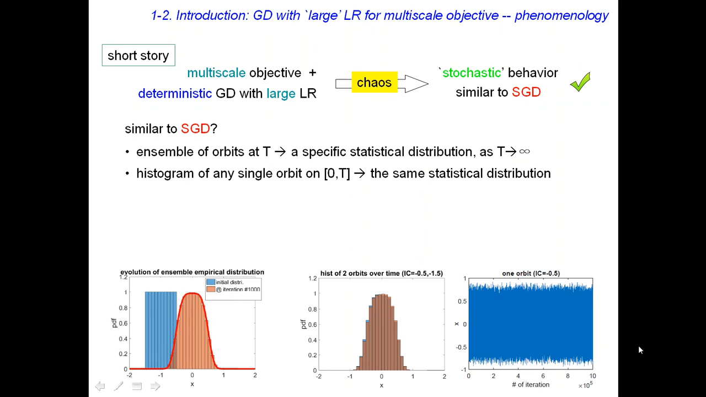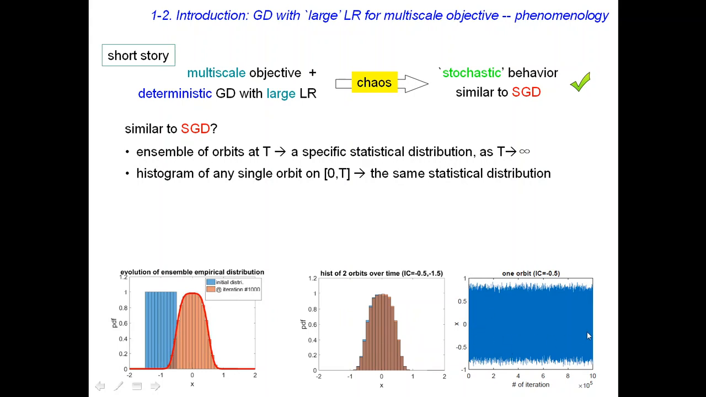A second feature, a second observation, is that if you plot the histogram of any single orbit, I mean, you plot the values it takes over a long time span, then as the width of the time span goes to infinity, the histogram will actually converge to the same statistical distribution, the same one as before, and it doesn't matter what the initial condition is. In fact, here I plotted the histograms of two orbits starting with different initial conditions, and you could barely see two histograms because they almost overlap with each other.